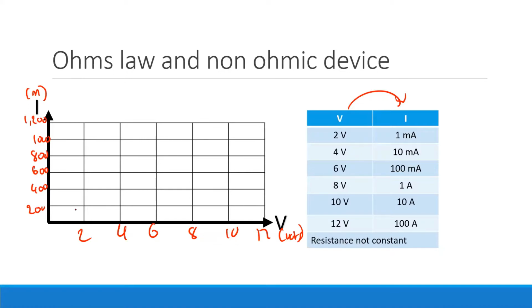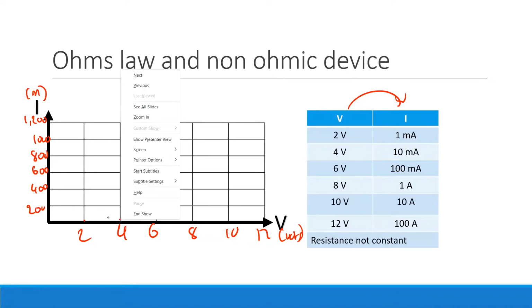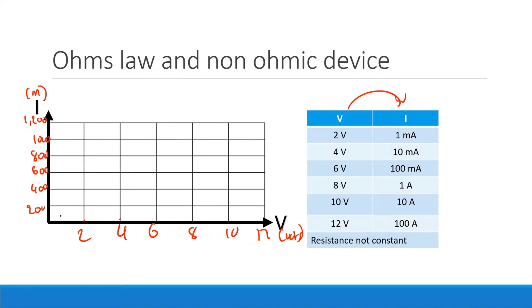So the idea of how a non-ohmic device works is, okay, for 2 volts, we're only going to use 1 milliamp. It's not even going to show up on our graph. For 4 volts, we're only using 10. It's still not going to show up. For 6 volts, though, we're using 100. Okay, that's halfway. For 8 volts, we use 1,000, so that's up here. And then for 10 volts, we can see it very quickly shoots up and just keeps going up.